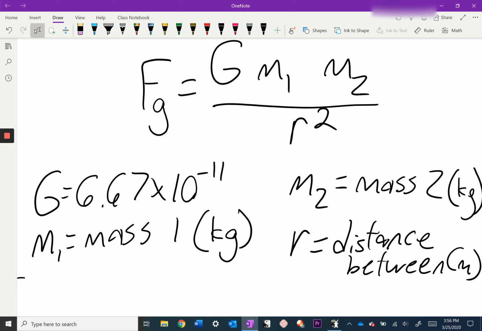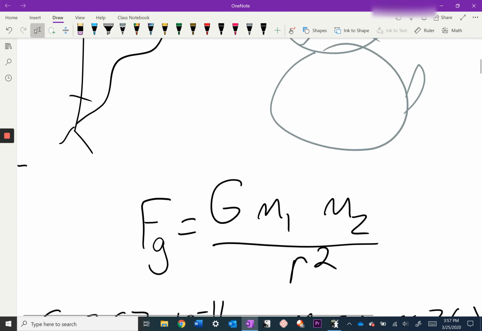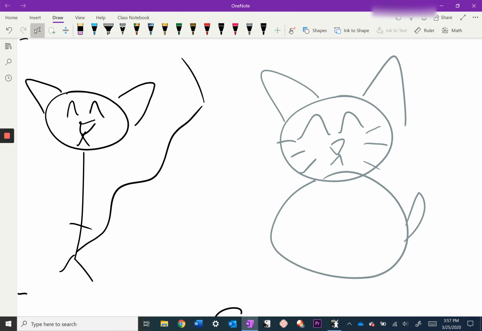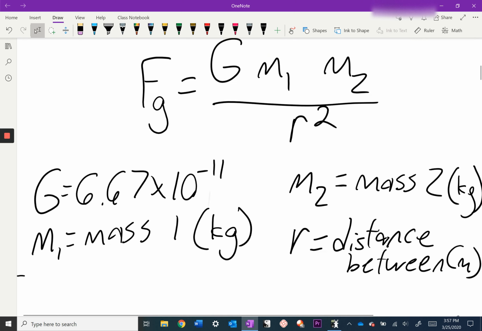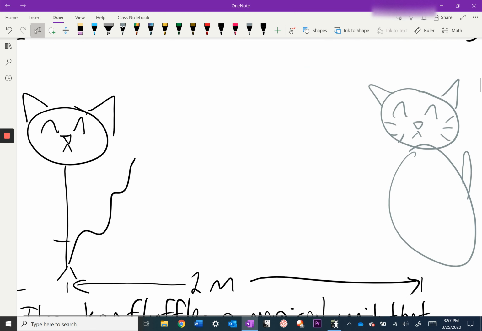Hey, remember this formula? Good old Newton's law of universal gravitation. Well, according to Newton's law of universal gravitation, my two cats here are attracted to each other by the force of gravity. Now, exactly how much? Well, let's do that math real quick. So here we've got Cinder and Heidi.